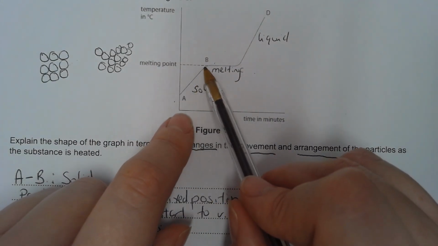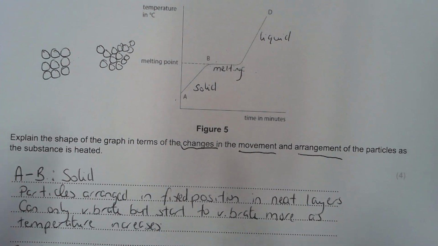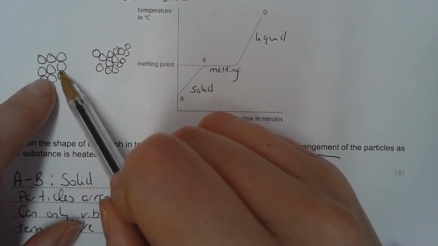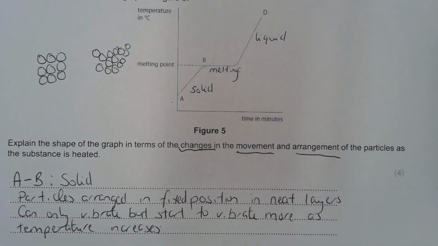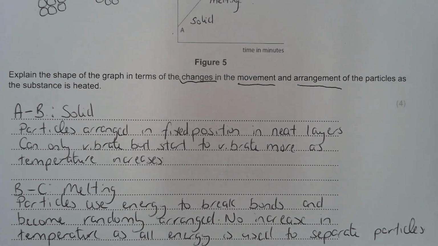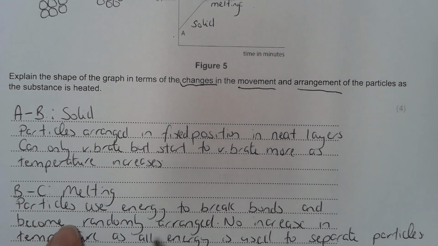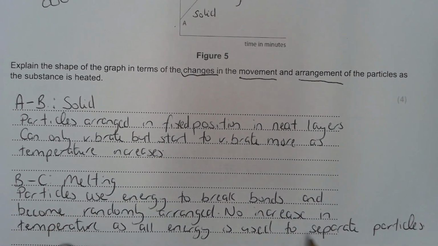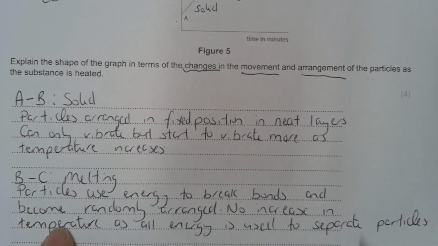You'll notice here that the temperature of the substance doesn't increase when it's melting, because all of the energy you're putting in is going towards breaking those bonds and separating the particles instead of raising the temperature of the substance. So I've written here that the particles are using the energy to break the bonds and become randomly arranged, because they are randomly arranged in a liquid. Okay, there's no increase in temperature, so I'm explaining why the graph is flat. So you could say the graph is flat at this point.